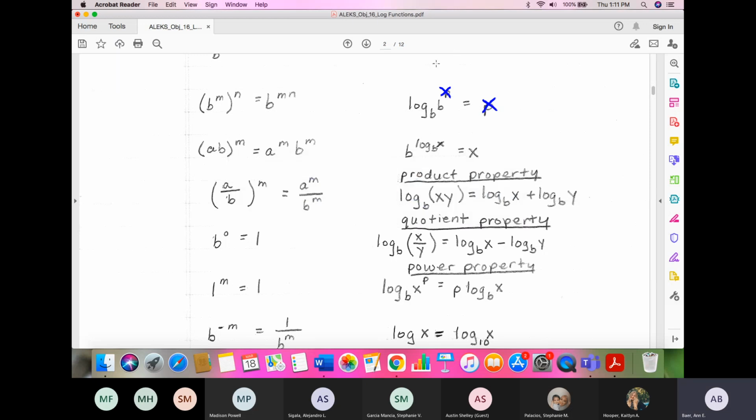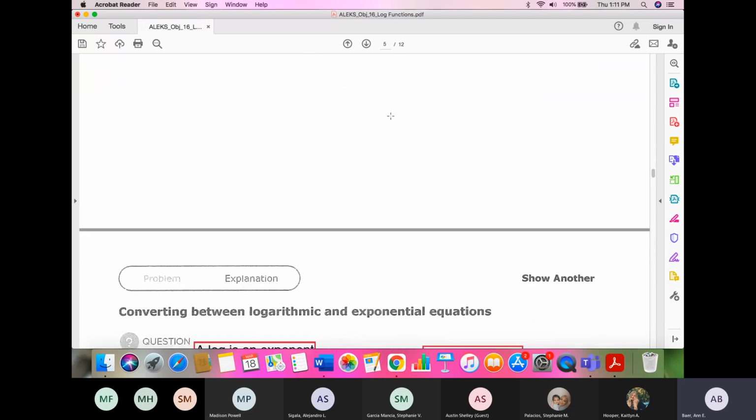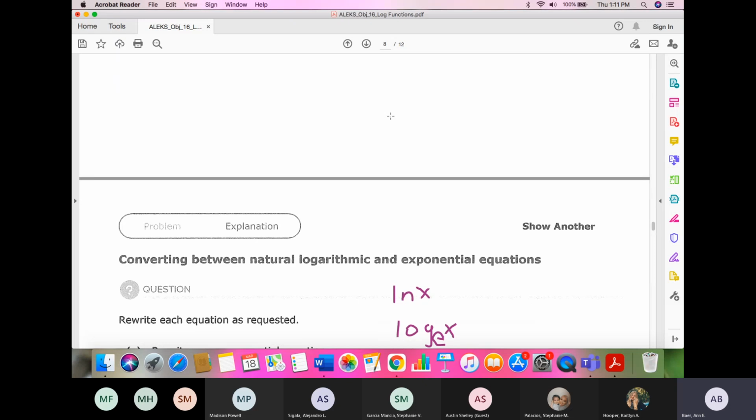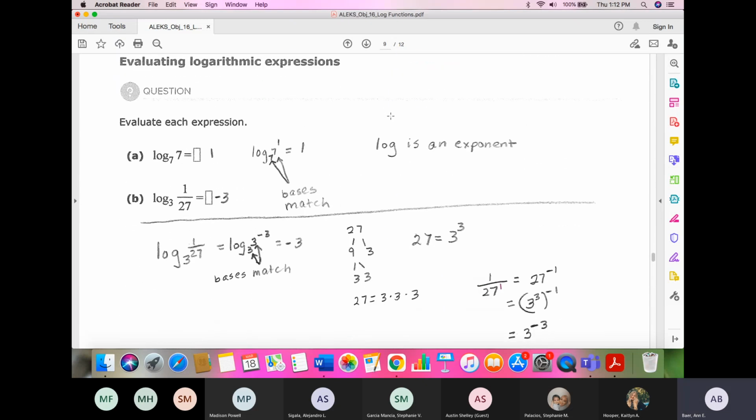Let me go back here and see where I am. So this one: evaluate each expression. In other words, find it as a number. Find its value. Log base 7 of 7.